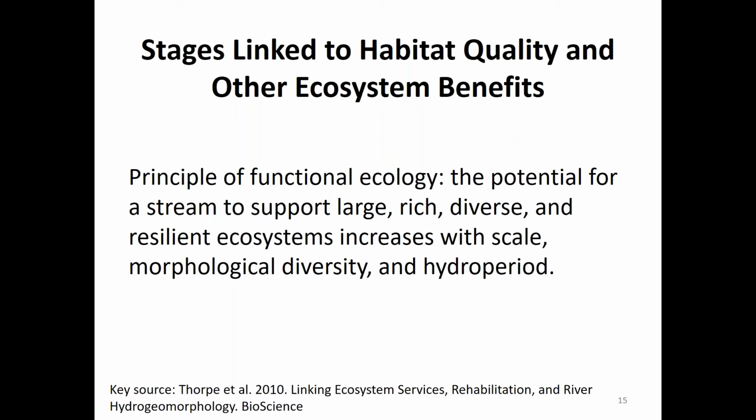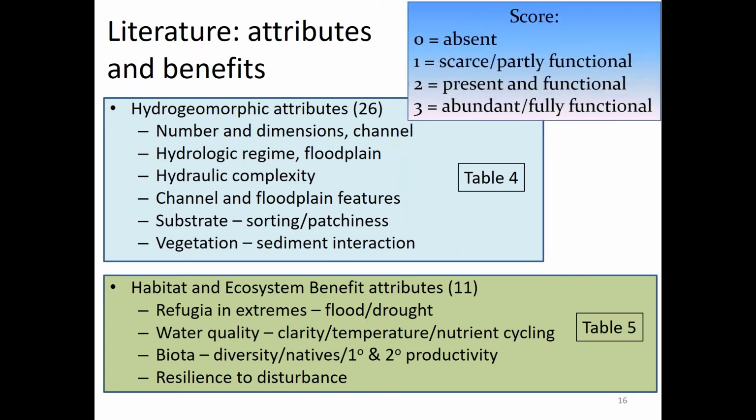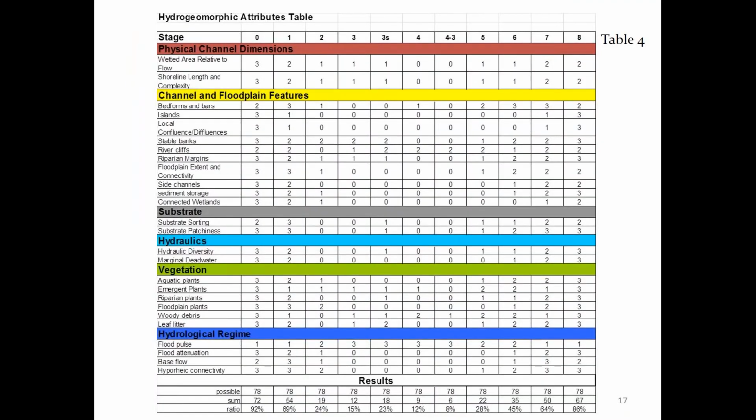So we made this linkage to habitat quality and ecosystem benefits based on literature. And in the literature, we found 26 hydrogeomorphic attributes and 11 habitat and ecosystem benefits attributes that we could link up to our stages. And we did that in tabular form and simply scored each of these attributes per stage and came up with these unfortunately really hard to read tables, but that's what you have to do.